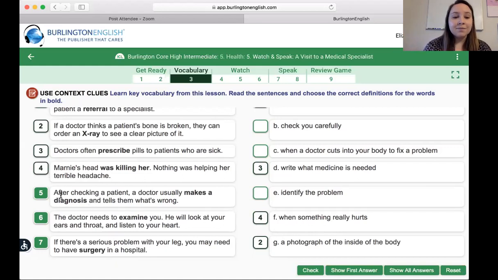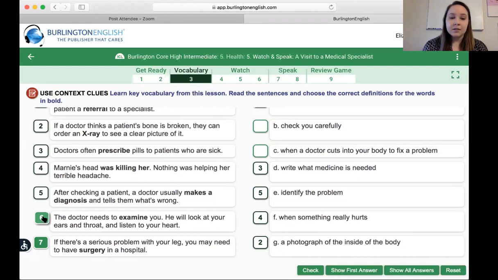Number 5, after checking a patient, a doctor makes a diagnosis. Or E, they identify the problem. So they check you and they say, this is the problem. They make a diagnosis.